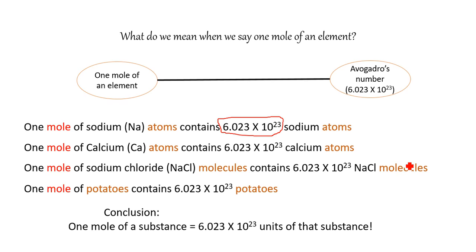Conclusion. We have 1 mole of a substance, any substance. It could be an element, it could be a compound, it could be potatoes, tomatoes, elephants. 1 mole of any substance would contain 6.023 into 10 raised to 23 units of that substance. This is the basic relationship between 1 mole of an element and Avogadro's number.